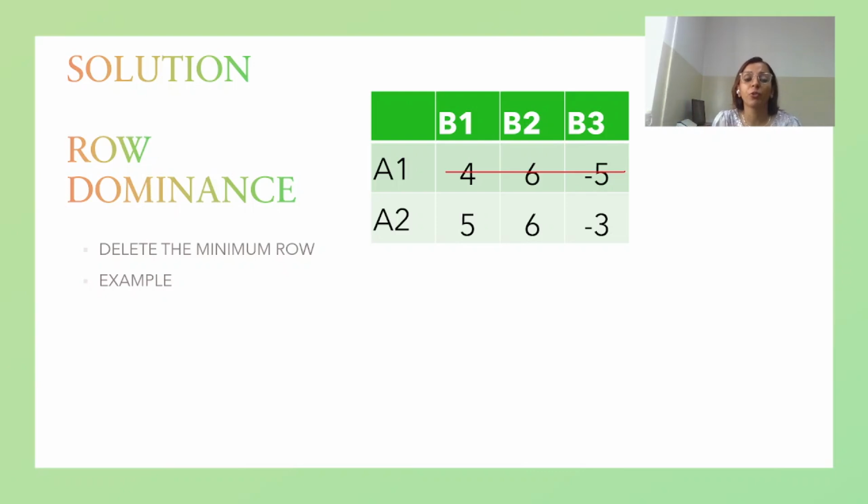Now player A should focus on the second strategy, because the second strategy will give player A the good and best optimum answer for the solution. Right. Coming up to the next step, we have discussed the first topic, that is row dominance.